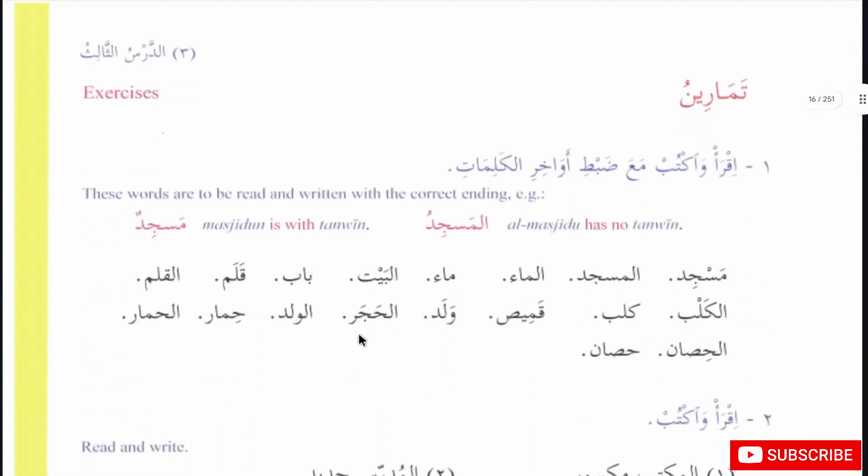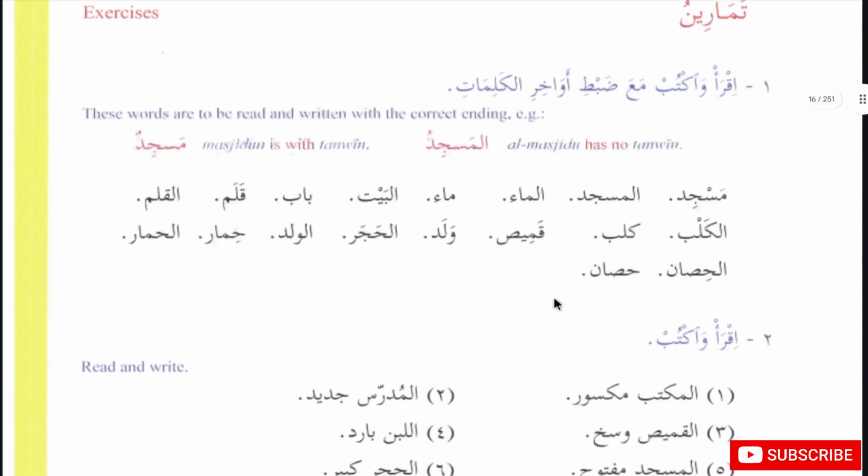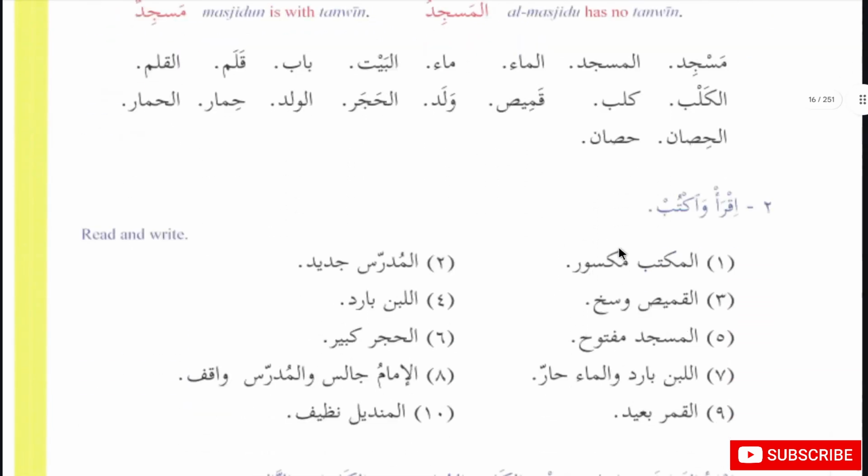So here's a practice. You can do this on your own time. They basically want you to say masjid and then you add an alif lam to make al-masjidu. So masjid, al-masjidu, al-ma'u, ma'un, al-baytu, babun, qalamun, al-qalamu. Without the alif lam, it's just with tanween. With the alif lam, it is a single dhamma. Iqra waktub. So they want you to write these, so you can do that later.